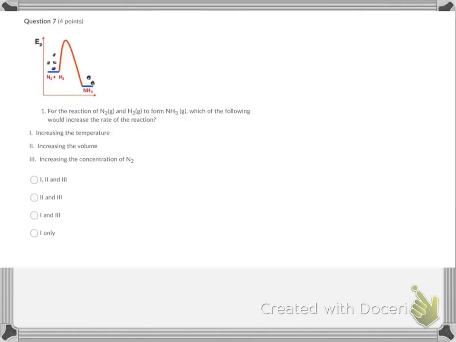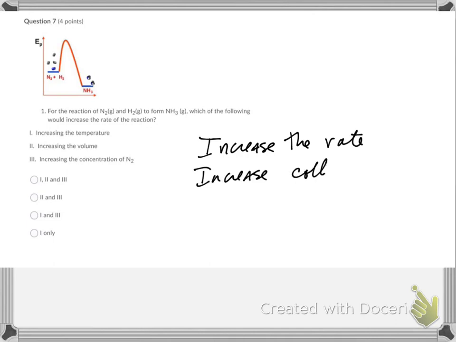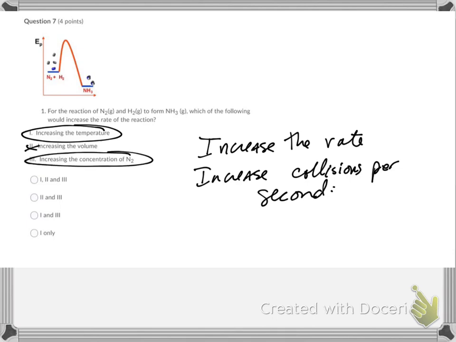So here we have an energy diagram. It says we want to increase the rate of the reaction. Remember, keep in mind this means increasing the rate. Always means increasing the number of collisions per second. That's what we want to do. Increasing the temperature will increase the number of collisions. Increasing the concentration will increase the number of collisions. So the answer is 1 and 3. Increasing the volume is not a good recipe for increasing the number of collisions per second.